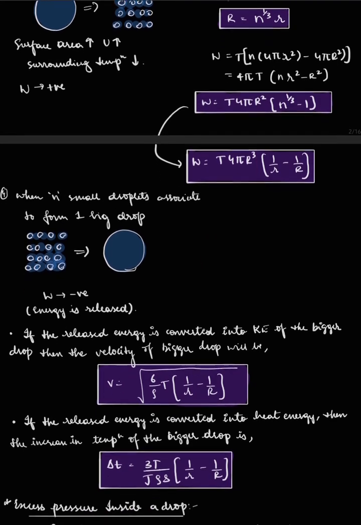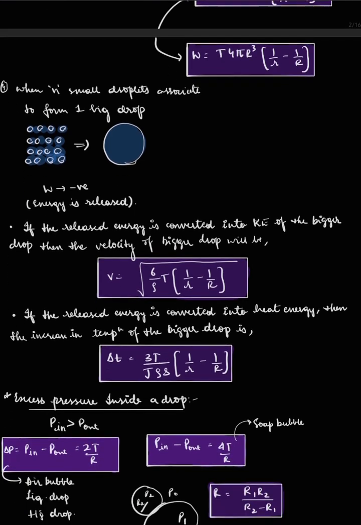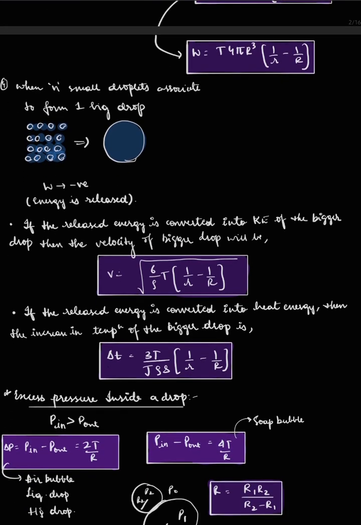Don't take tension. Next, if the released energy is converted into kinetic energy of the bigger drop, then the velocity of the bigger drop will be the square root of 6T upon rho into (1 upon small r minus 1 upon capital R), where R is the radius of the big drop.